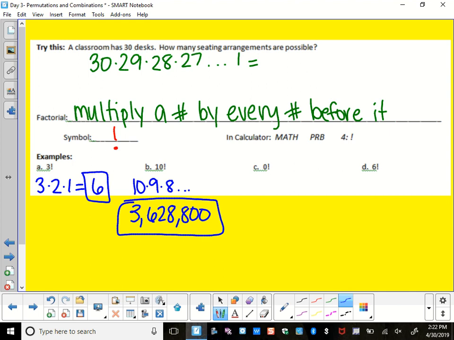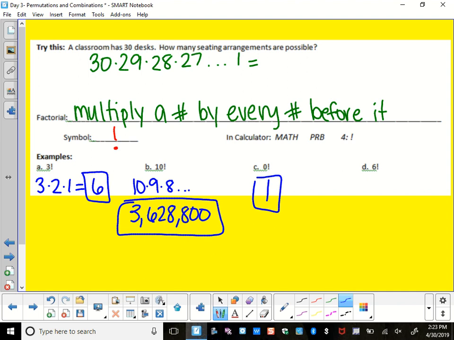I want you guys to do 0 factorial and 6 factorial. Has anyone done 0 factorial already? It's just 0. Wait, it's 0? It's 1. Did you type it in, Jeffrey, or did you just guess? Okay. That's a special case. 0 factorial is going to be 1.